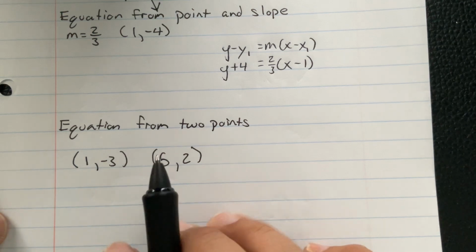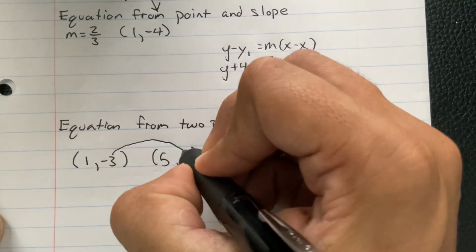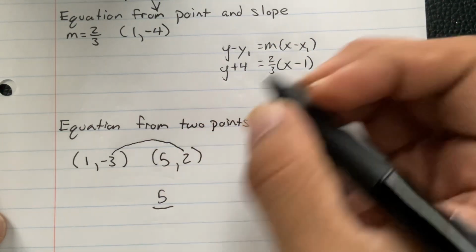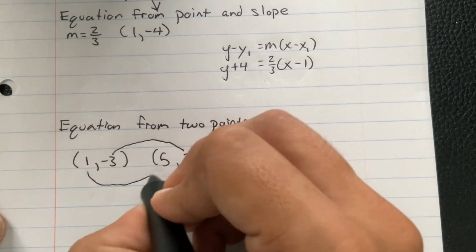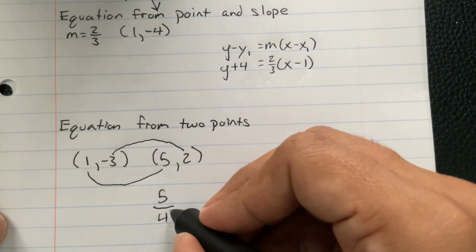Now let's do the equation from 2 points. So the first thing we have to do is find the slope. So how does a negative 3 get to a 2? It goes up 5, so positive 5. Then how does a 1 get to a 5? It goes up 4. So now I have my slope.